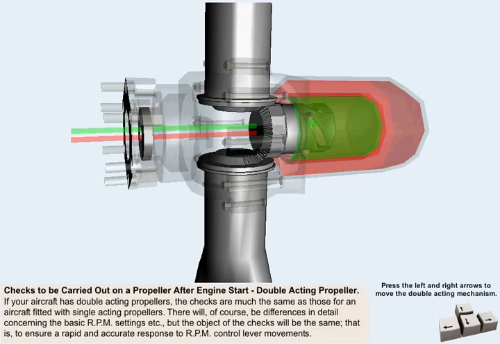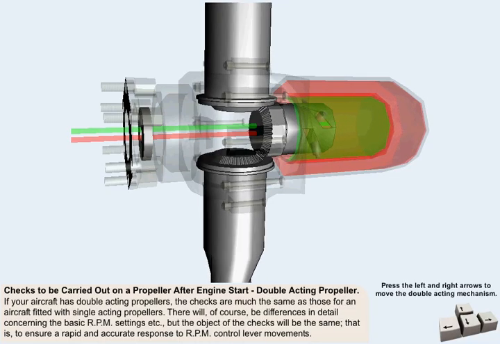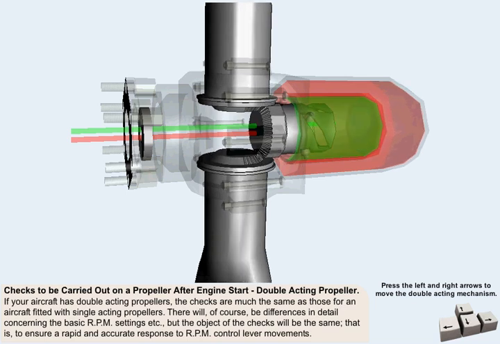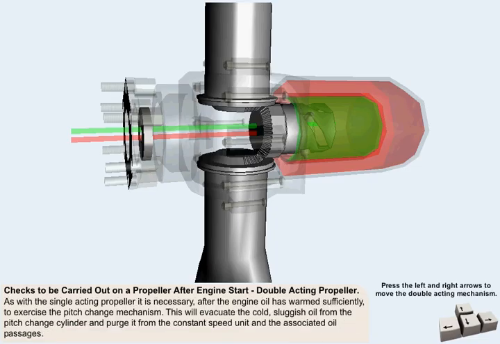If your aircraft has double-acting propellers fitted, then the checks to be carried out are much the same as those for an aircraft fitted with single-acting propellers. There will, of course, be differences in detail concerning the basic RPM settings, etc., but the object of the checks will be the same, that is, to ensure a rapid and accurate response to RPM control lever movement.